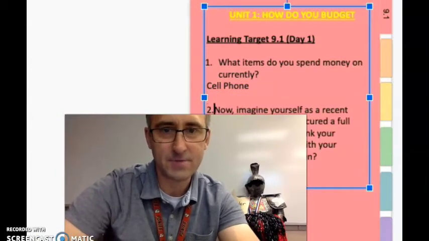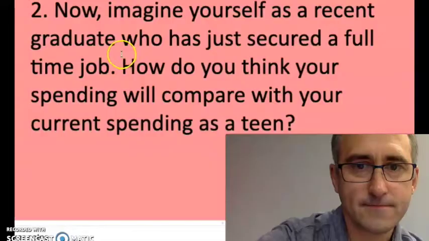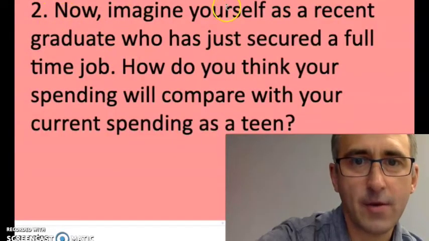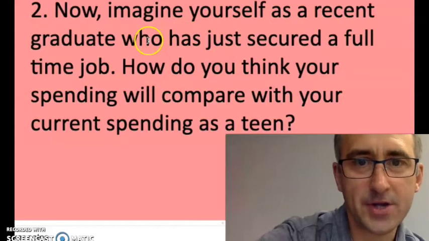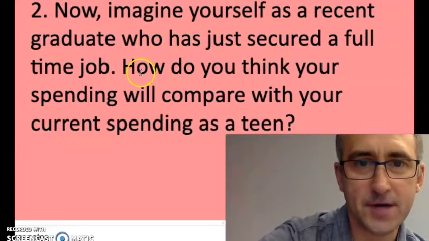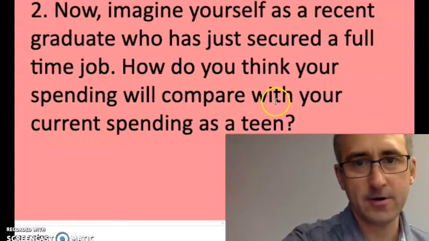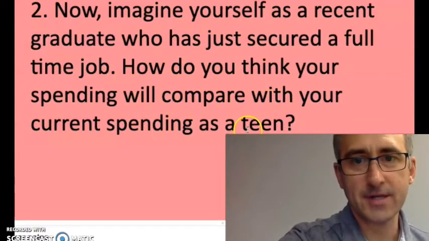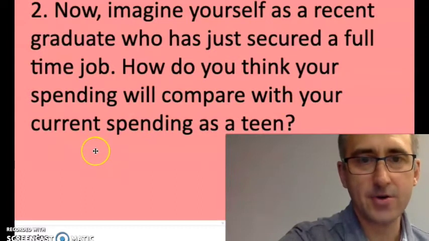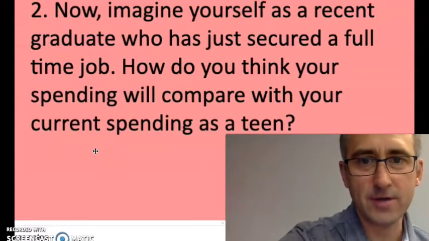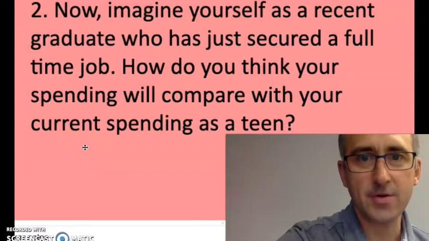The next question is number 2. Now imagine yourself as a recent graduate who has just secured a full-time job. How do you think your spending will compare with your current spending as a teen? So tell us how your spending after you graduate is different than how you spend now.